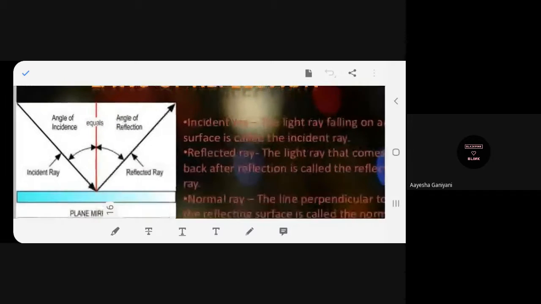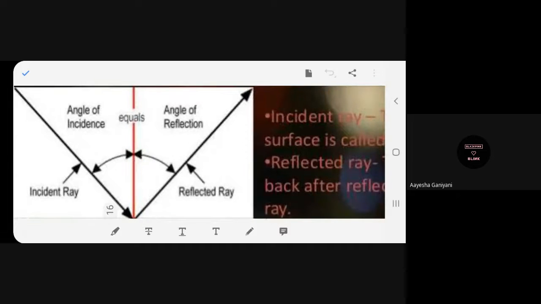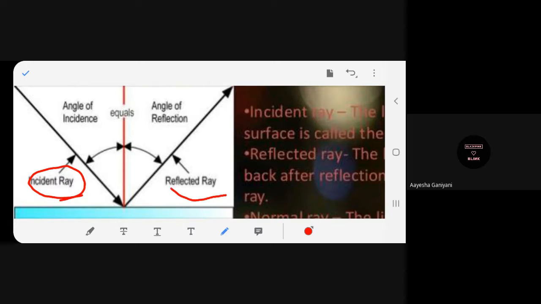So again, this is the incident ray. Can you see this incident ray? This is the reflected ray. And you got this normal, which makes 90 degrees, right? This becomes the angle of incidence, between the incident ray and the normal. The angle of reflection is between the normal and the reflected ray. You got everything in detail.